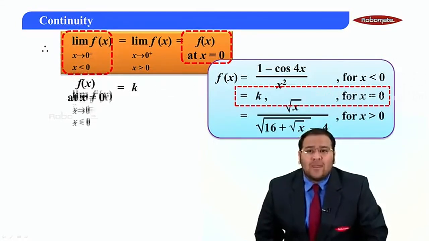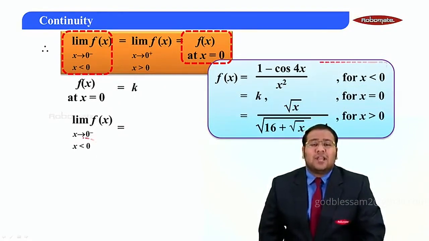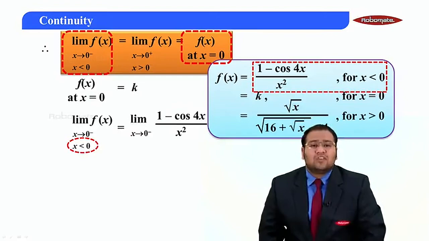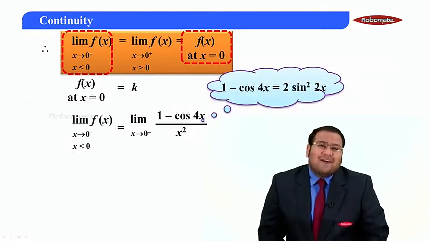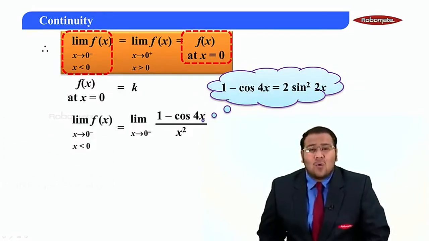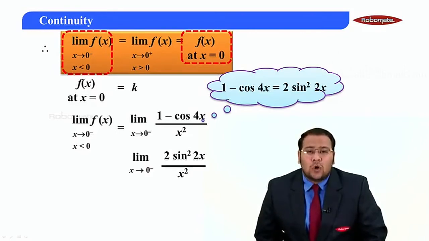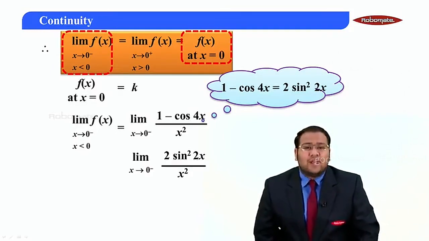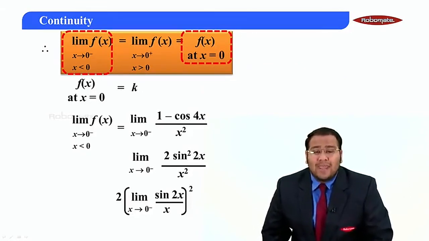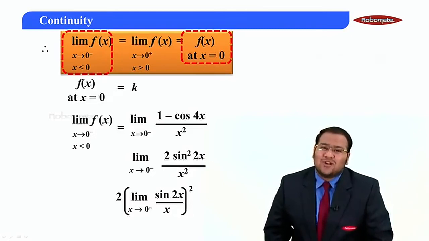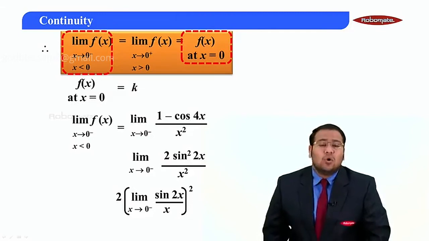In this case, f of x at x equal to 0 is your required value, that is nothing but k. So for solving, we consider the left hand side, that is limit f of x as x is tending towards 0 minus. So the equation would be 1 minus cos 4x upon x square. We know the half angle formulae as we have solved earlier. 1 minus cos 4x would be 2 sine square 2x. So limit x is tending towards 0 minus 2 into sine square 2x upon x square. It would be 2 into limit x is tending towards 0 minus sine 2x upon x the whole square.